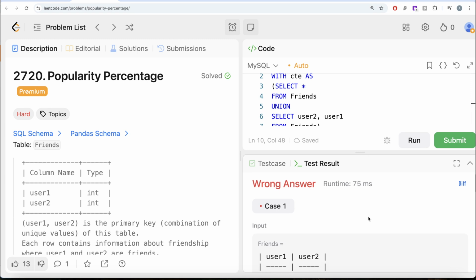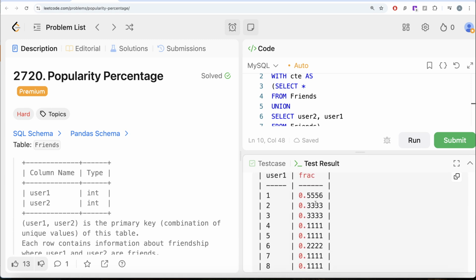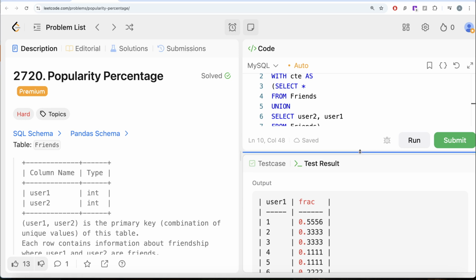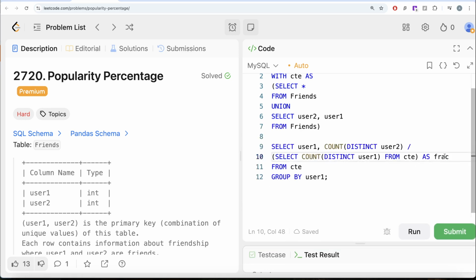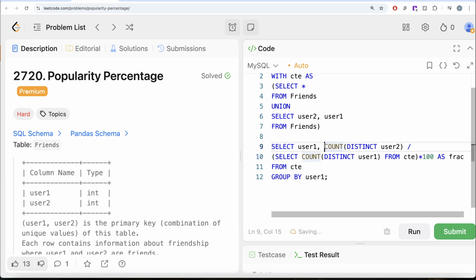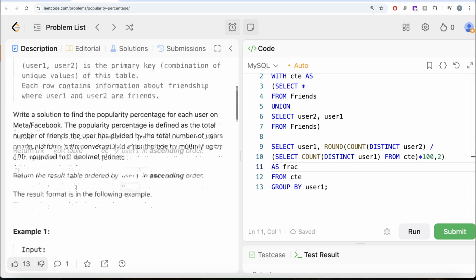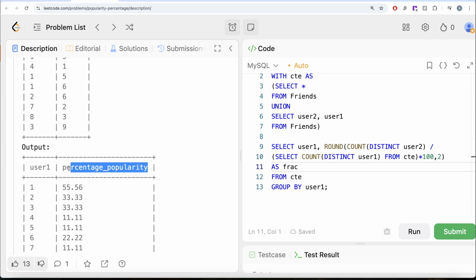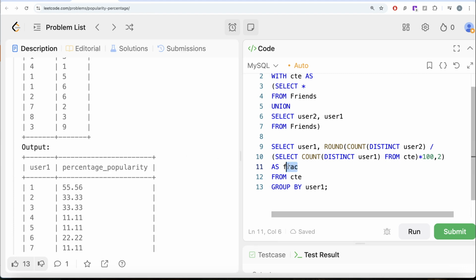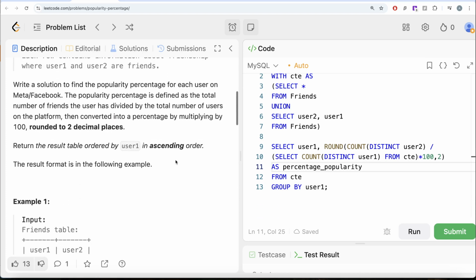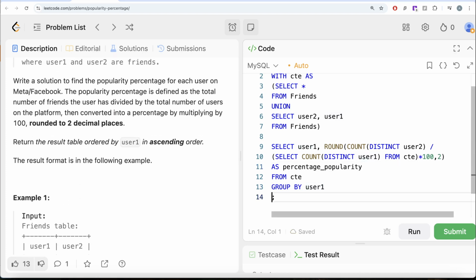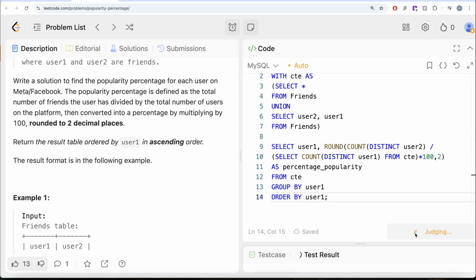So now if I look at this, what we have here is, we have the fraction, but we need this as a percentage rounded to 2 decimal places. So for percentage, what we can do is, we can multiply this entire thing by 100 and then let's round this to 2 decimal places. So round this entire thing to 2 decimal places, and let me bring this down, and this should be aliased as whatever is required in our output. So percentage popularity, and then this should always be ordered by user 1 in ascending order. So let me do that, order by user 1. Let me go ahead and run this. Let's see what do we get in our output.